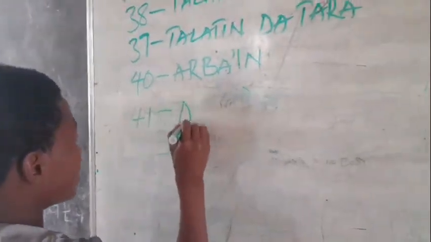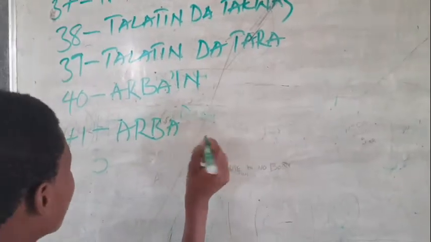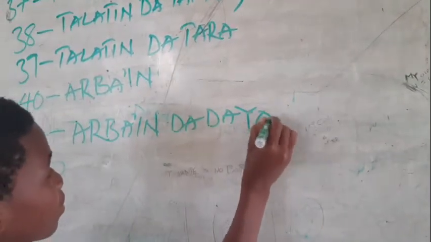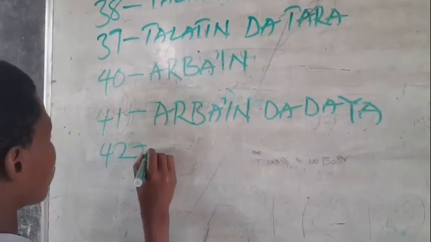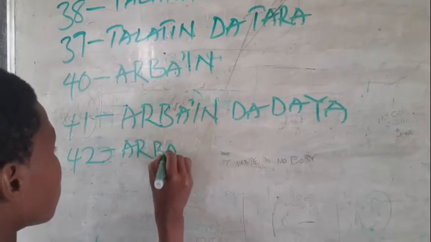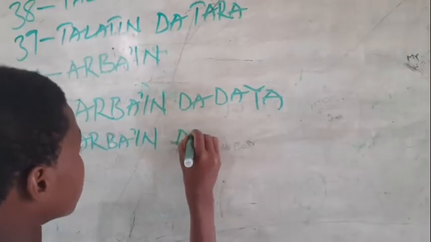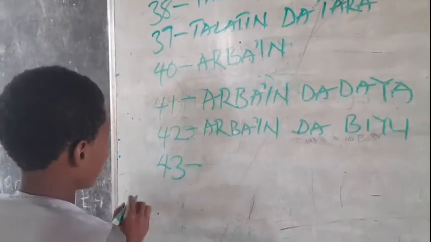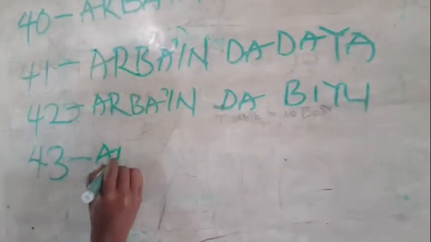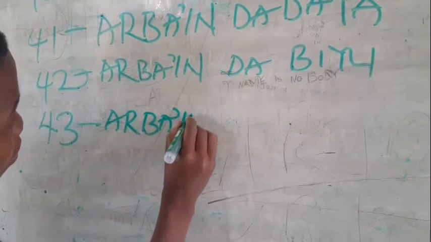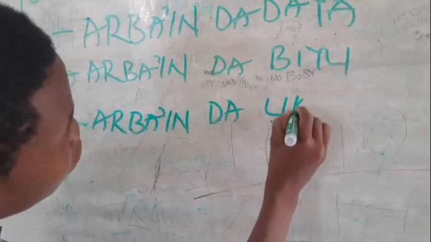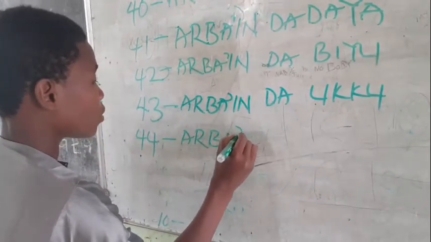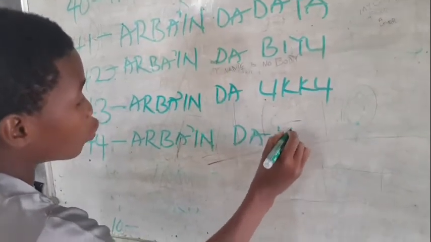41 is Arba'in. Don't forget this apostrophe. It's Arba'in da daya. 42, Arba'in da biyu. 43, Arba'in da uku. 44, Arba'in da hudu.